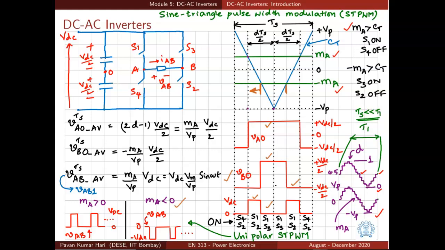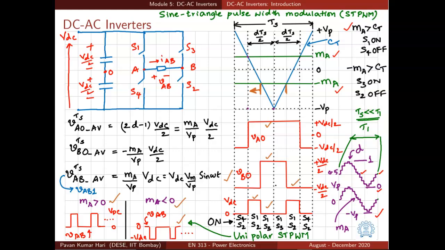What happens when MA is negative? We can show that when MA is negative, if we follow the same logic of switching, we will see that VAB will have 0 or minus VDC. That means VAB, the load voltage, is having either 0 or plus or 0 or minus, but never plus or minus together. So, in the positive half cycle, it will be varying between 0 and VDC. In the negative half cycle, it will be varying between 0 and minus VDC. That is why this is known as unipolar PWM.